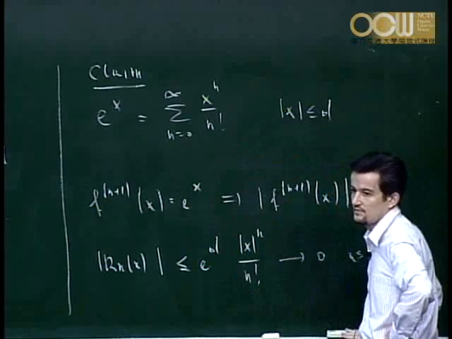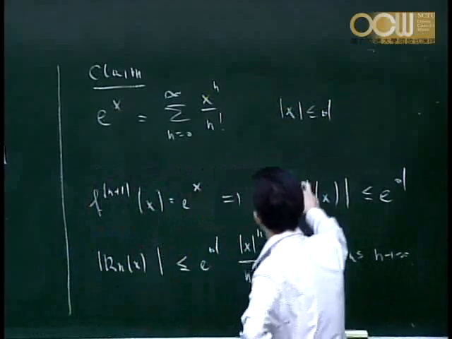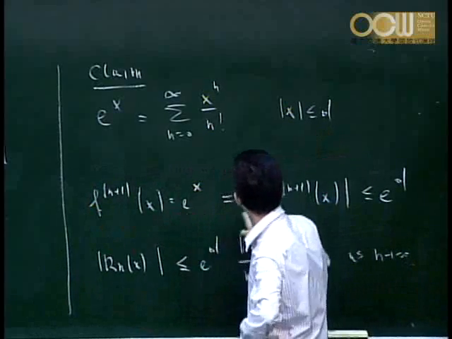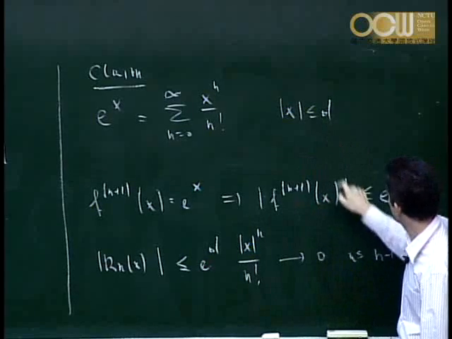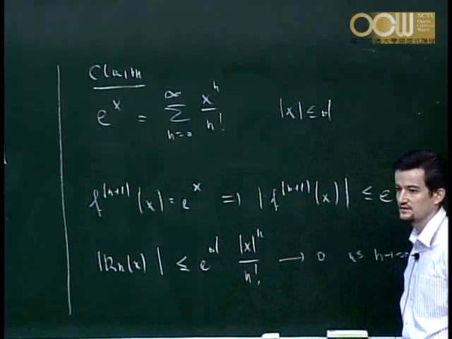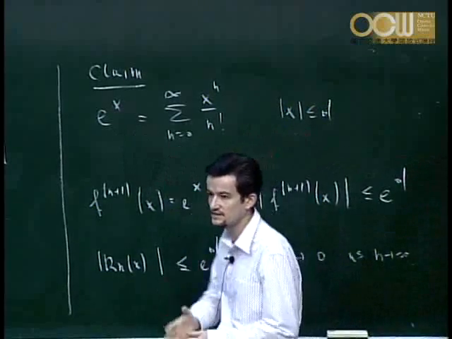Okay, but I have to note I have to work here with the d. The reason being that I need here a bound for the n plus first derivative. And just if I have this interval, I can bound this easily by e to the d, which is independent of x, and then I can argue like this. But eventually this will hold for all x because I can make the d as large as I wish.